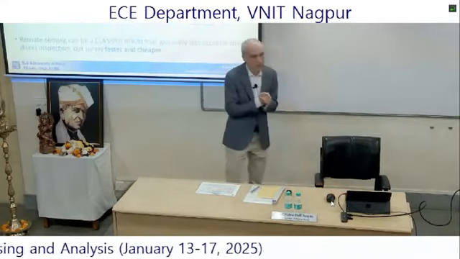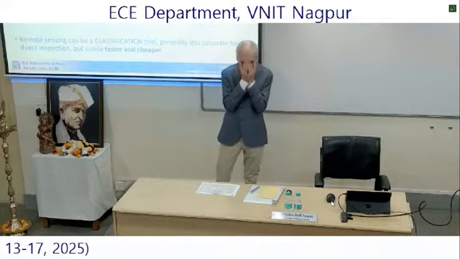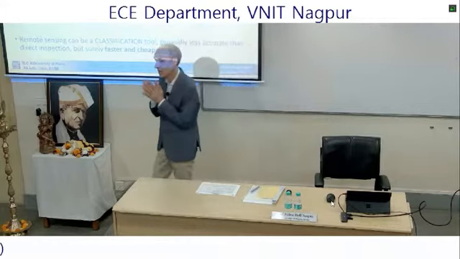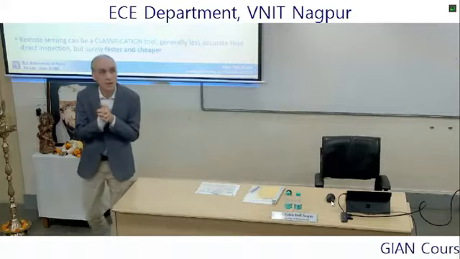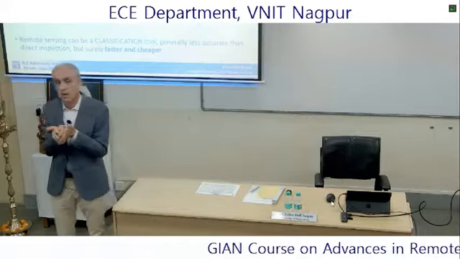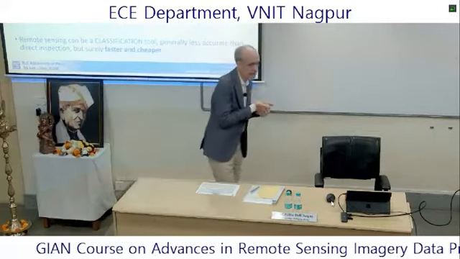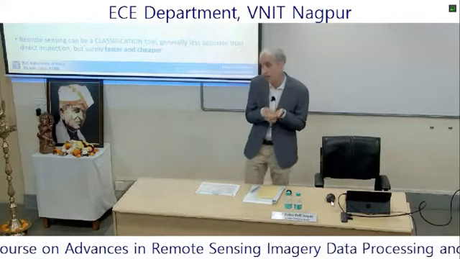Now, there's one distinction to be made here. I talked about land cover. Land cover is essentially the biophysical cover of the Earth's surface. So, for example, vegetation is a land cover class. Urban is a land cover class.